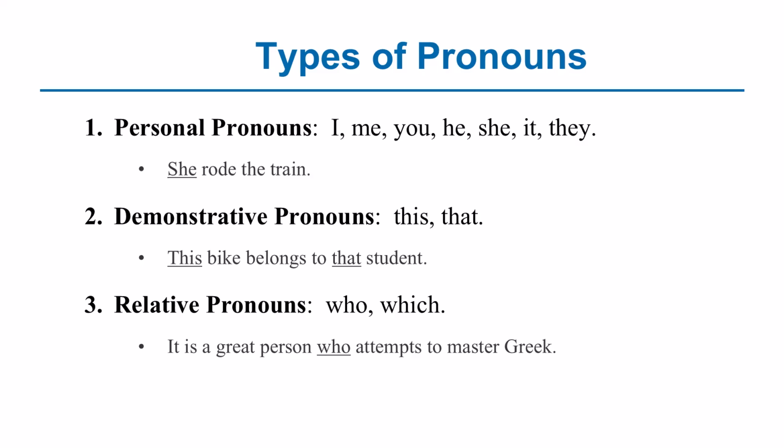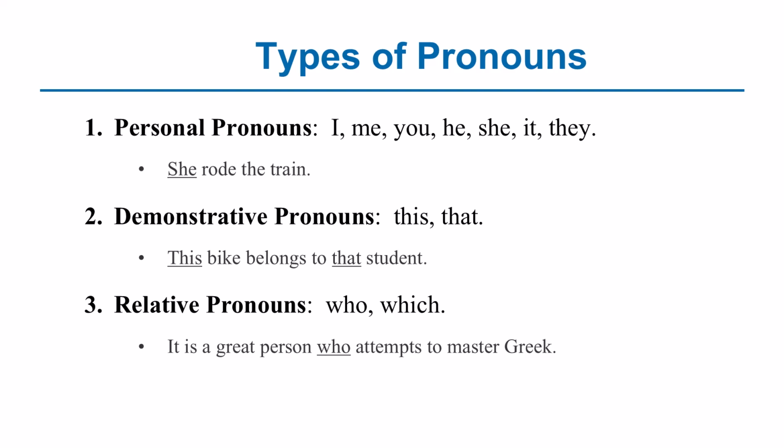So we have personal pronouns, and personal pronouns are pronouns that show the speaker or the listener or the one being spoken about. For example, these are pronouns like I, me, you, he, she, it, they. These are pronouns that show the speaker. You have the example there: She rode the train. She there is a personal pronoun.